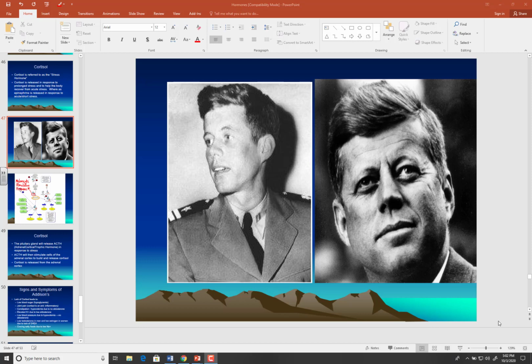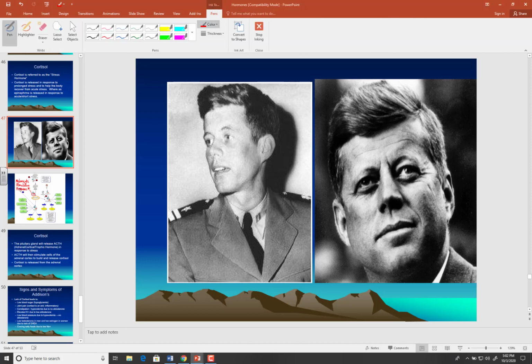Now, the most famous person to have Addison's disease was our former president, John F. Kennedy. And remember, if you understand what a hormone does, then you'll know what will happen if you have too much of it or not enough of it. So Addison's disease is really defined as adrenal insufficiency, and it's essentially the lack of three hormones of the adrenal cortex. And we know what those are, right?